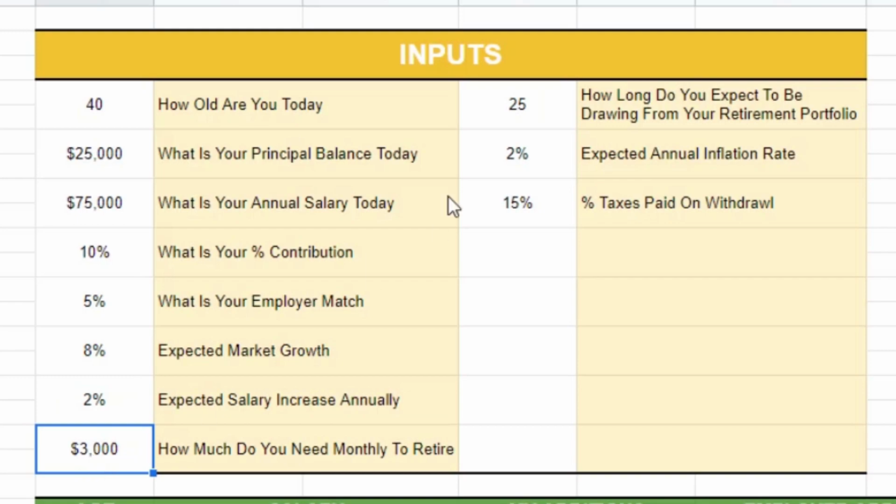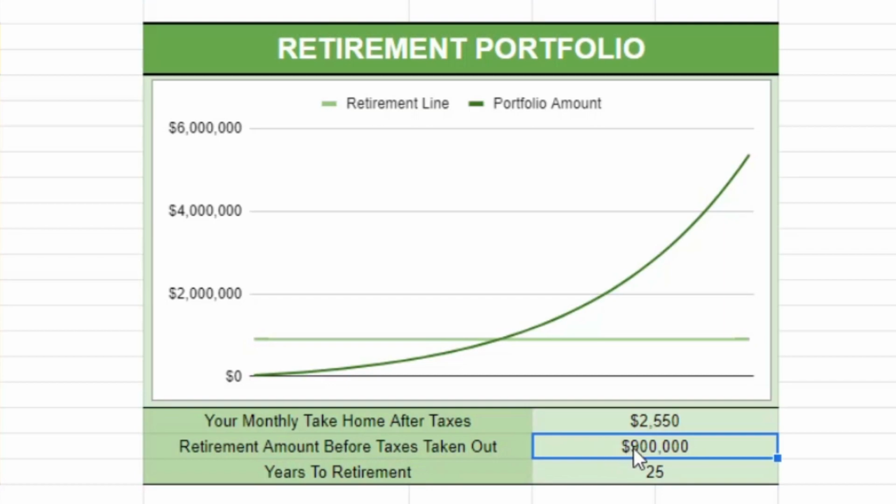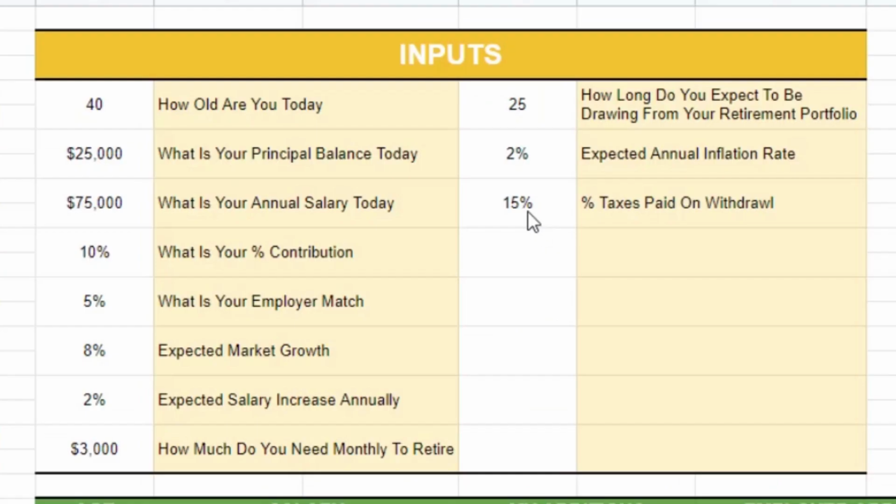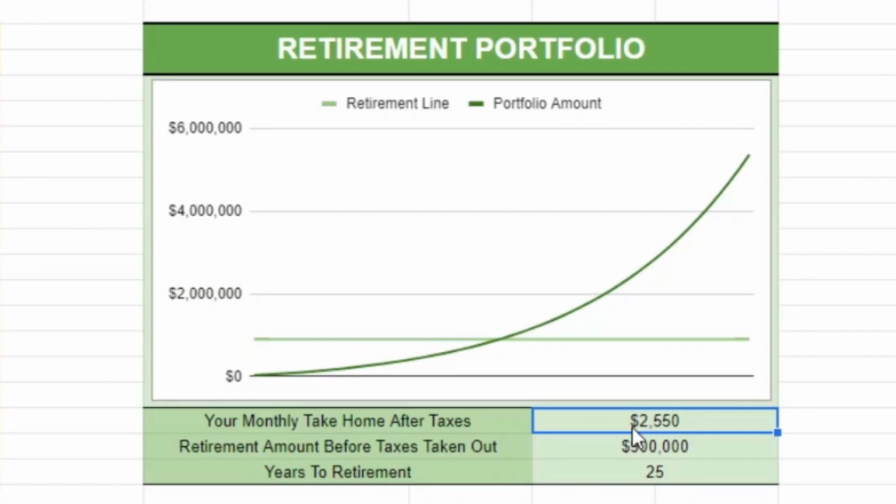You lived on $3,000 a month. How long do you expect to live in retirement? Let's say it was 25 years, 2% annual inflation, 15% paid on taxes. It looks like with that $3,000 a month figure, you would need $900,000 to be able to live 25 years, as in our previous example. After 15% taxes paid on withdrawal, you would have $2,500 a month to live on after withdrawing your taxes.